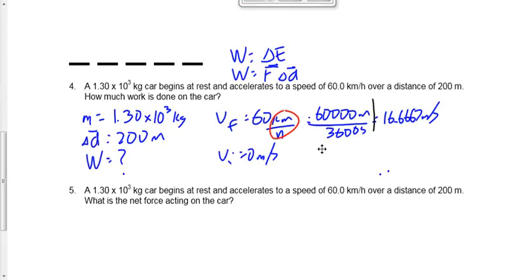So Julia and myself both said basically W is equal to delta E, the change in energy. Now we look at what the final energy is. It's kinetic, right? The car's at rest and then it's moving. So the final energy is kinetic.